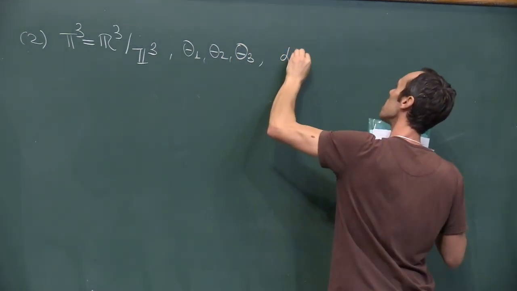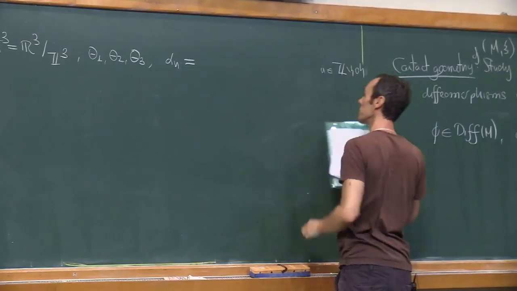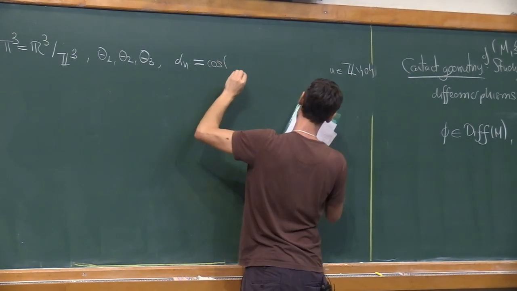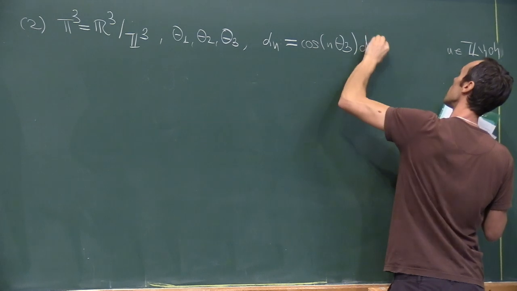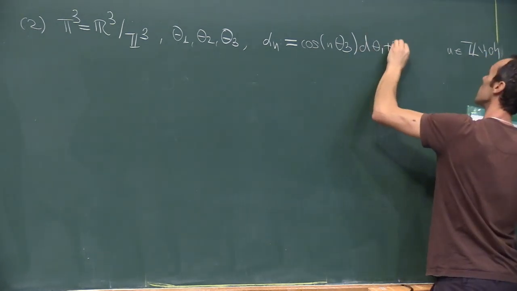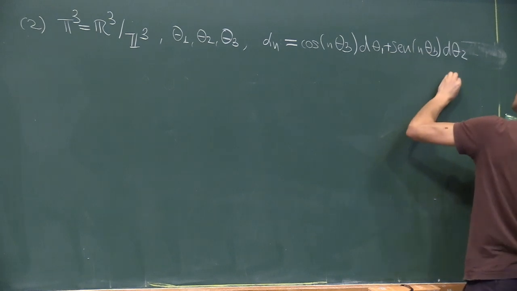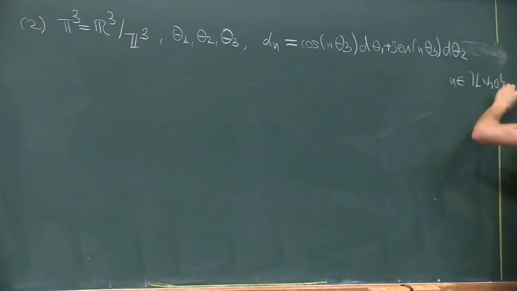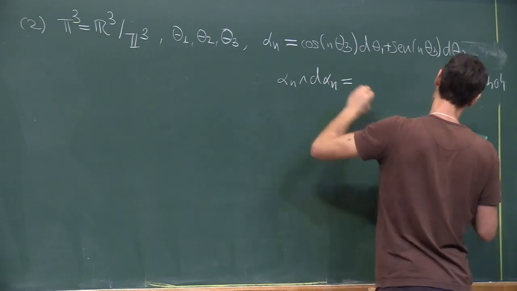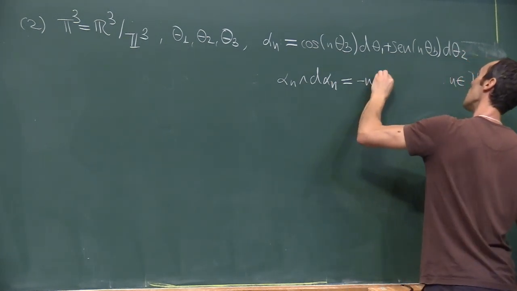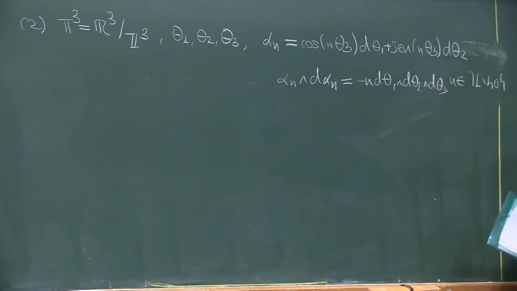And I'll define the following one forms. This is a family of one forms which is parametrized by integers different from zero. And this is cosine of n theta 3 d theta 1 plus sine of n theta 3 d theta 2. And again, you can check easily that this is a contact one form. So basically, take again this quantity, and you end up with a multiple of the standard volume form, or the quotient of the volume form in R3, this quotient to T3.